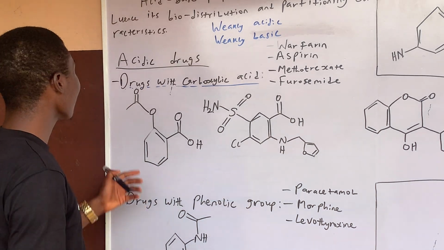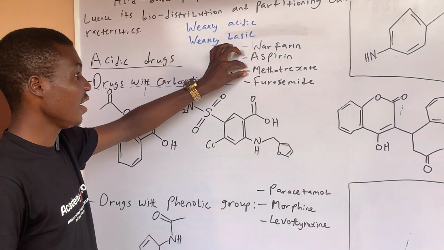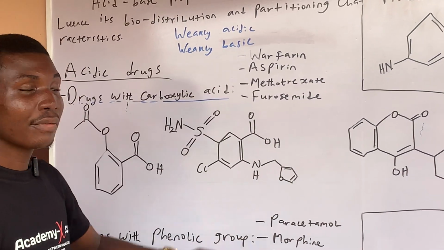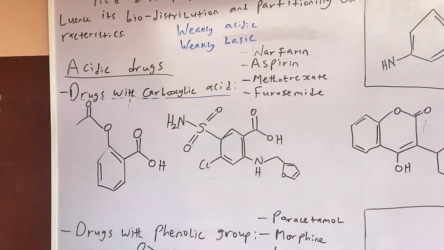All right, the examples of drugs we have here are warfarin, aspirin, methotrexate, and furosemide. These are examples of drugs that have carboxylic acid groups, and they are acidic drugs as well.